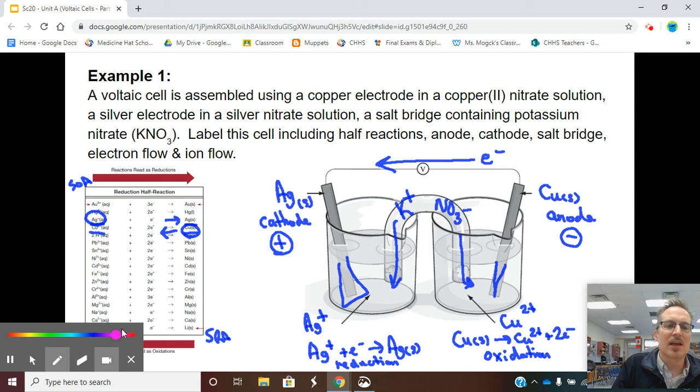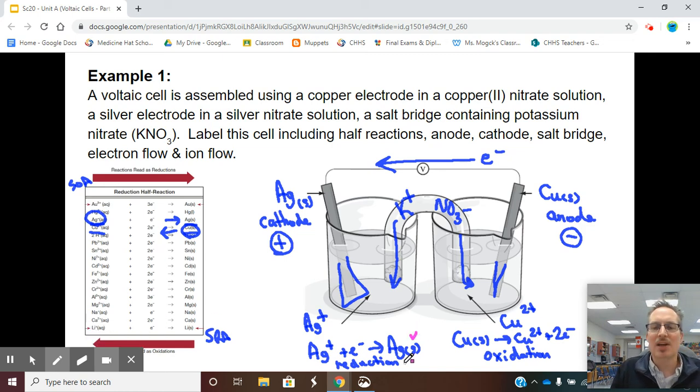If we go to mark this, I will give you a mark for the half reaction and for calling it reduction, for the half reaction and calling it oxidation. I will give you a mark for labeling your electrode as cathode and positive, your other electrode as copper, anode, and negative. You'll get a mark for your solutions, copper 2 in copper, silver in silver. You'll get a mark for showing me the directions of the electrons. You'll get a mark for showing me the directions of the ions, cations to cathode, anions to anode. And you'll get a half mark each for showing me which electrode gets bigger and which electrode gets smaller.